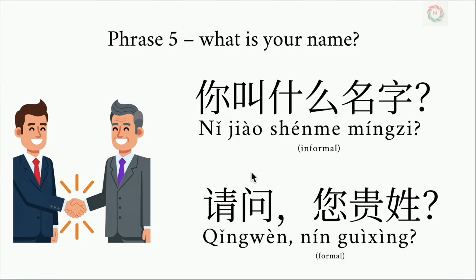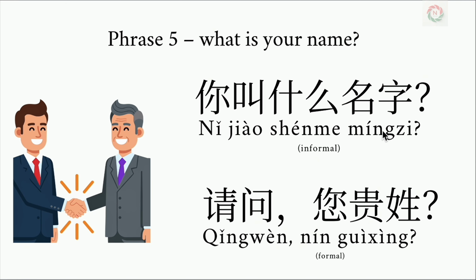So make sure you actually repeat this up to 10 times. You know why? By the time you say it up to 10 times, you will be more comfortable with pronouncing it. 你叫什么名字? 什么 means what? 名字 is the word for name. 什么名字? What name? 你叫什么名字?